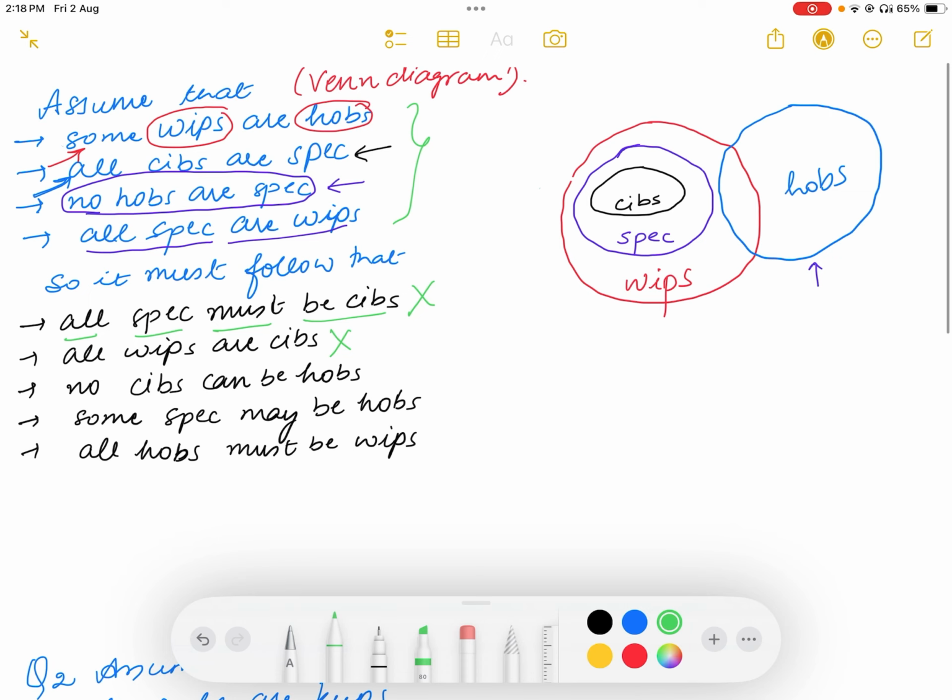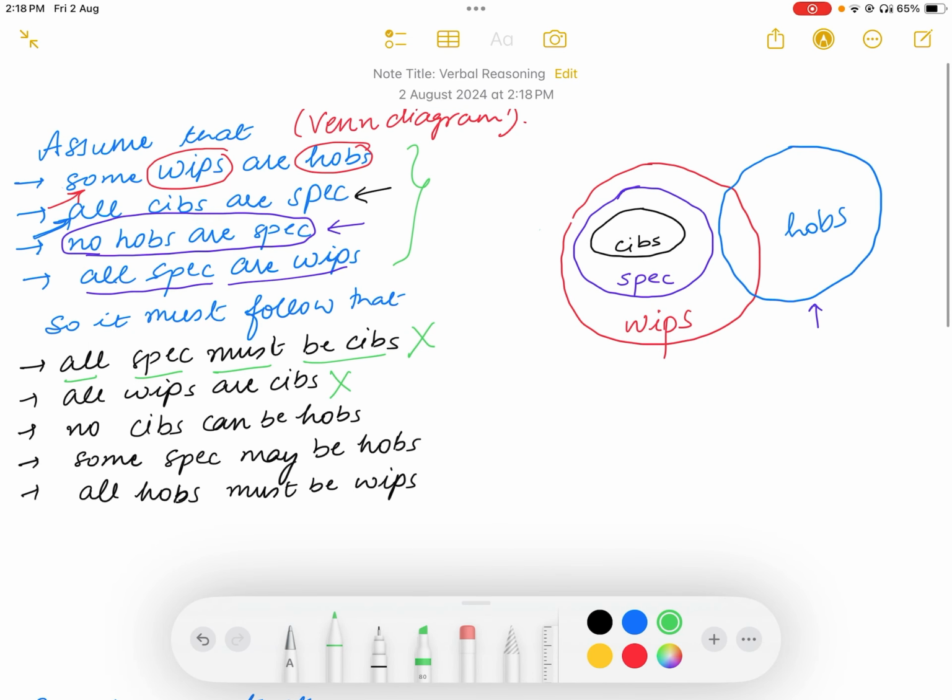Then you have no sibs can be hobs. That is correct, because we can see that there's no interference of spec and hobs, and all the sibs are spec only. So there is no interference of sibs and the hobs also. That's why this information is correct as of now.